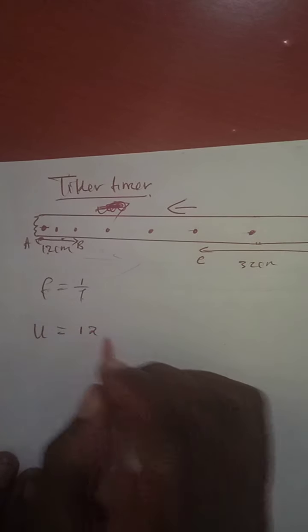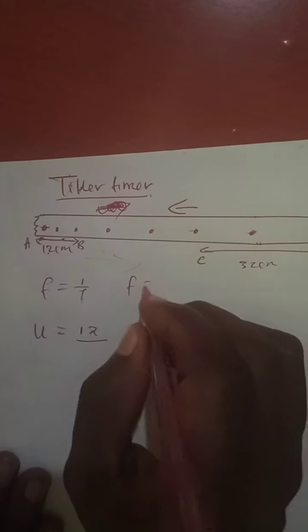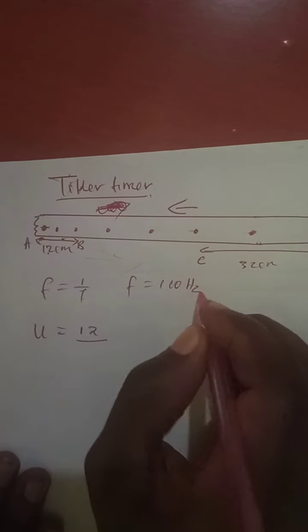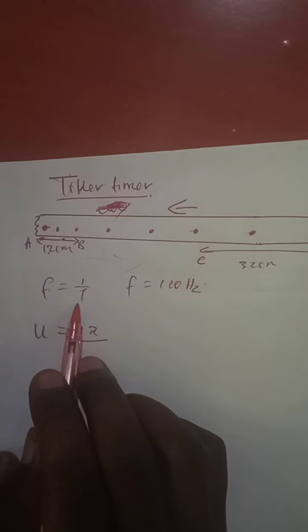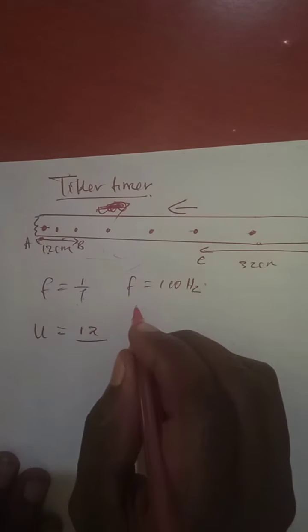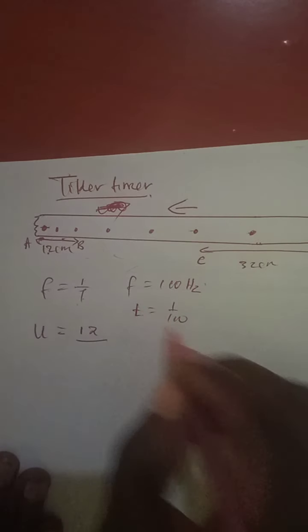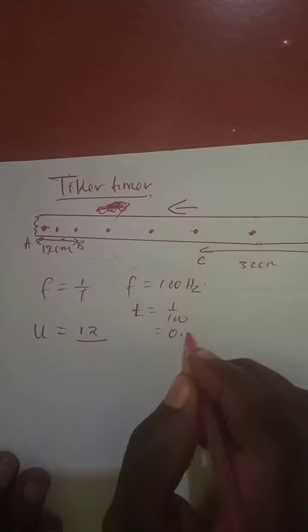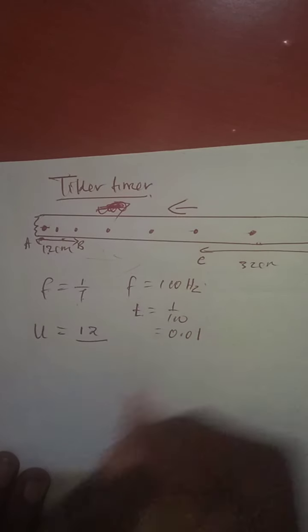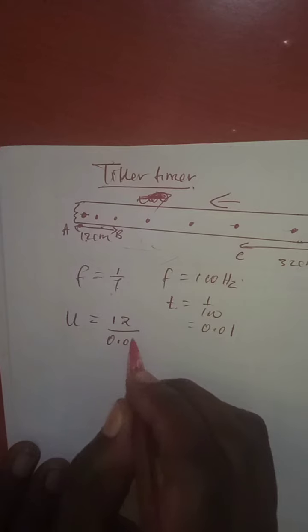So the distance is 12 centimeters over the time. We can say that the frequency can be 100 Hz, remember, time to complete one dot is 1 over frequency. That becomes time is equal to 1 over 100, as 1 over f. That gives you 0.01 seconds.